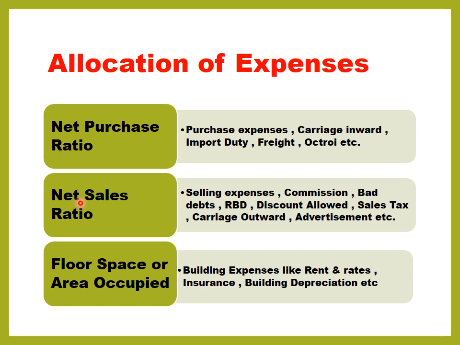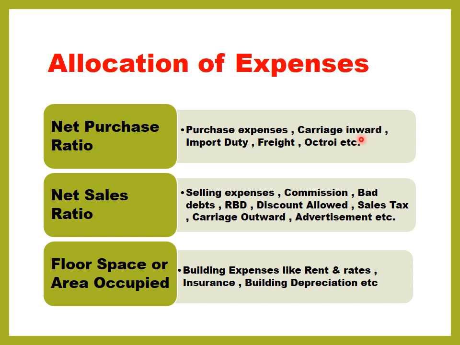So first, purchase expenses, purchase related expenses. That is, when you purchase raw material, you incur some expenses. So purchase expenses, carriage inward expenses, import duty, freight, octroi. All these expenses are to be distributed in net purchase ratio. Import duty means tax paid on foreign purchase. What is carriage inward? Transport expense on goods purchased.